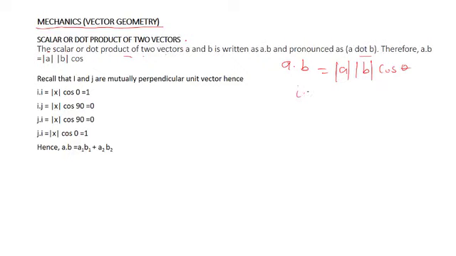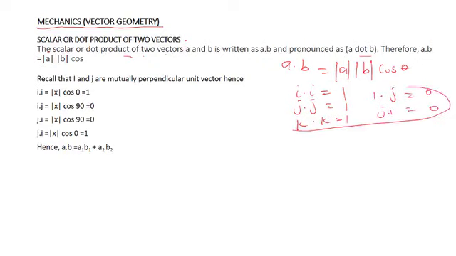Like I dot I is equal to 1, J dot J is equal to 1, and K dot K is equal to 1. But I dot J is equal to 0, and J dot I is equal to 0. These are some of the rules we need to take down when dealing with multiplication of vectors using the dot product. Recall that I and J are mutually perpendicular unit vectors. Hence, I dot I is equal to 1 times cos 0.